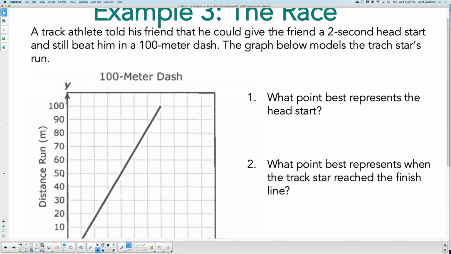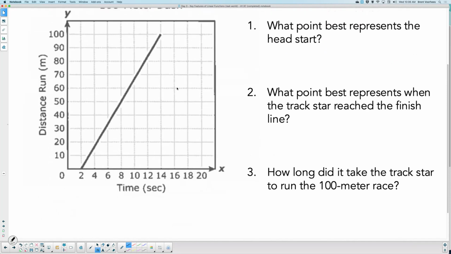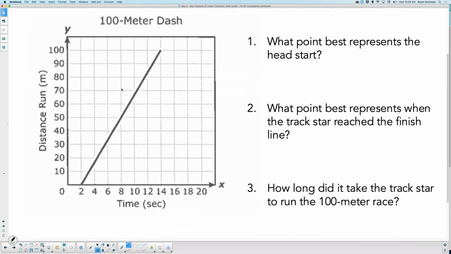Oh, I have a typo here. The track, there we go. The track star's run, okay? So here's the run modeled on this graph. Question, what point best represents the head start?